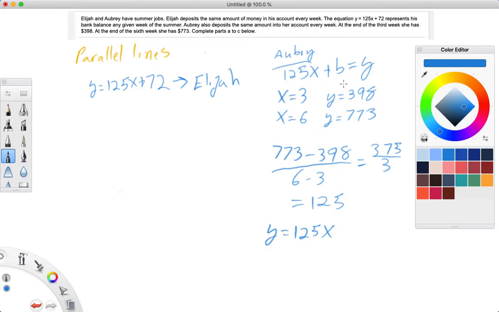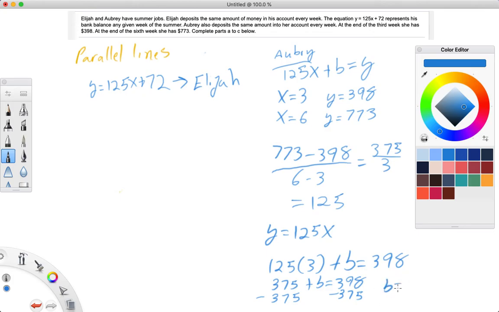We still didn't figure out our y-intercept. We probably should have done that. So let's just plug in a point. Let's plug in 3 weeks. So 125 times 3 weeks plus our y-intercept is equal to $398. So this is 375 plus b equals 398. Subtract 375 from both sides, and b equals, looks like $23. So our equation here is y equals 125x plus 23.